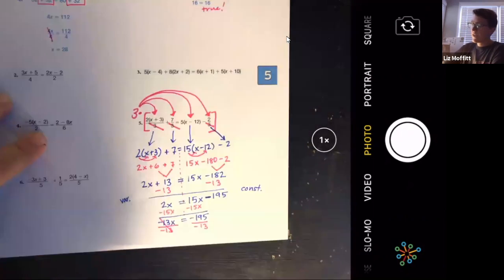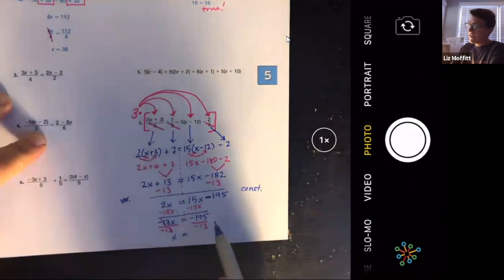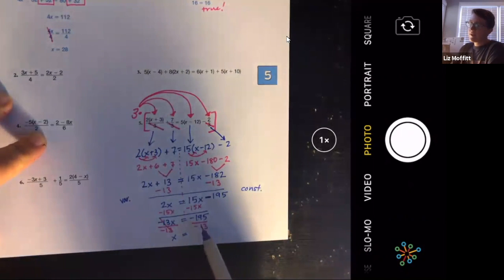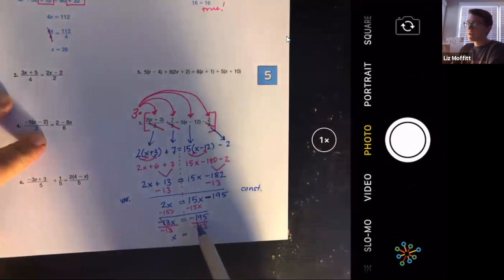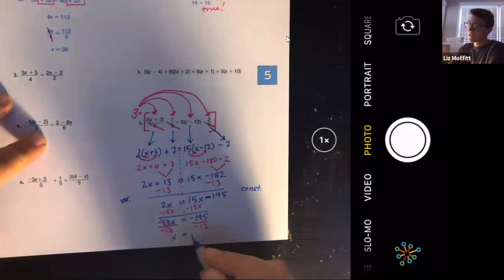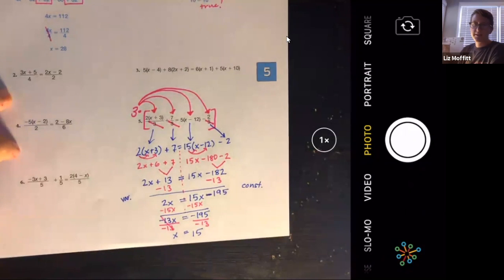This way, we have x isolated on the left side of the equation, and I can do this math. I know a negative divided by a negative is a positive, and it's okay for me to use a calculator to help me know that 195 divided by 13 is 15. So we have solved this equation, x equals 15.